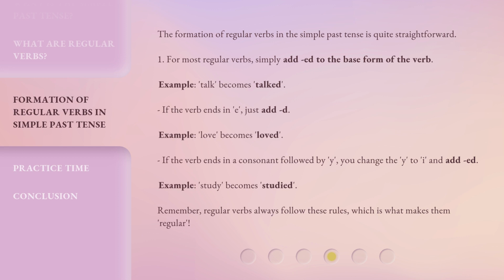Example: love becomes loved. If the verb ends in a consonant followed by y, you change the y to i and add ed. Example: study becomes studied. Remember, regular verbs always follow these rules, which is what makes them regular.